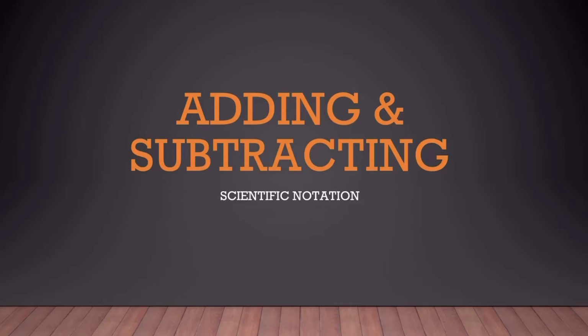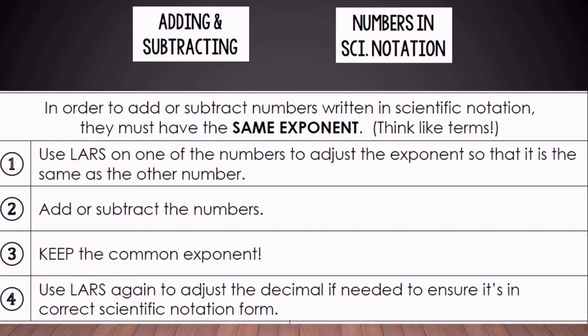So here we are at our final topic in this unit, and that is adding and subtracting of scientific notation. So let's take a look at what it looks like. Adding and subtracting, you must have the same exponent. So it's kind of like terms, when we combined our like terms, our same variable with the same exponent. Well, we're not always going to be given it that way.